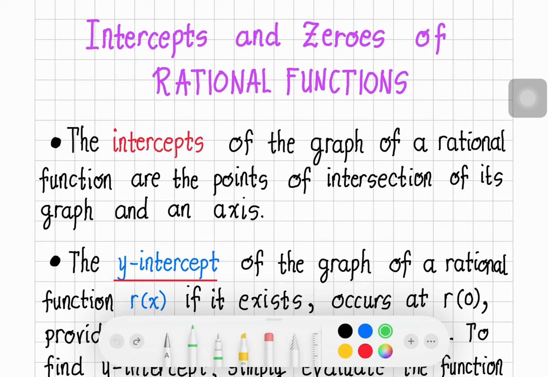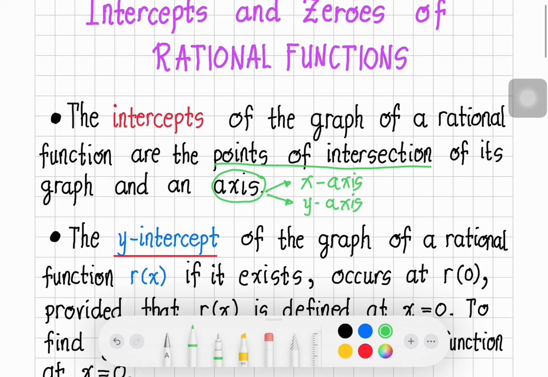For today's video, I will show you how to find the intercepts and zeros of rational functions. The intercepts of the graph of a rational function are the points of intersection of each graph and an axis. So take note of that: points of intersection of our graph and an axis. And we all know that in the Cartesian plane, we have the x-axis and also the y-axis. Okay?